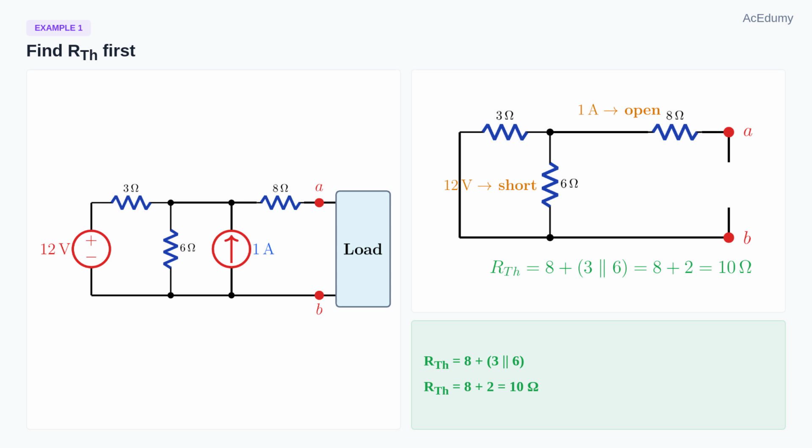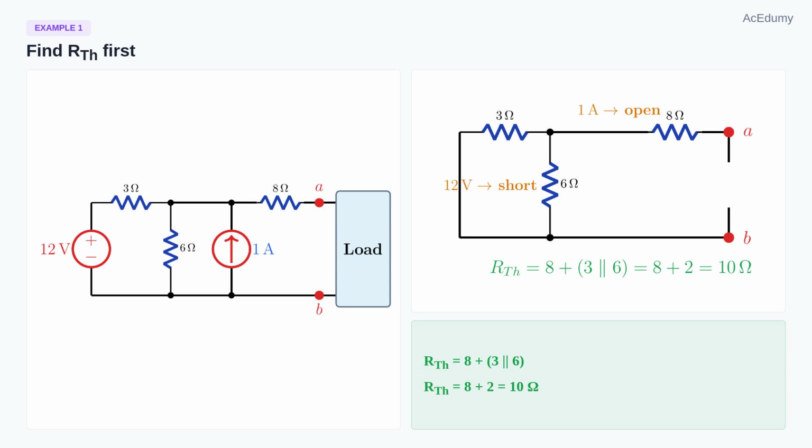in parallel. Example 1 has a 12-volt source, a 3-ohm resistor on the top branch, a 6-ohm resistor to the bottom node, a 1-amp current source pointing upward, and an 8-ohm resistor leading to terminal A. The load is removed from terminals A and B.